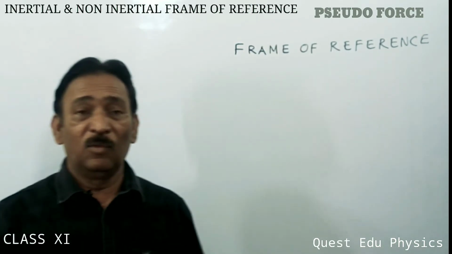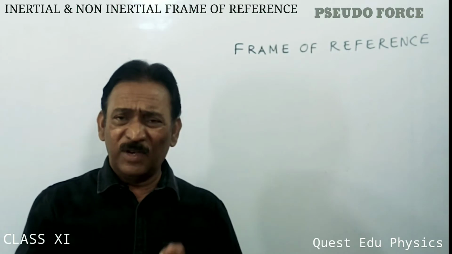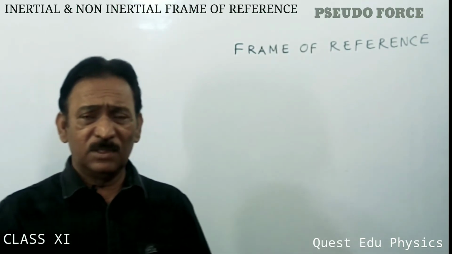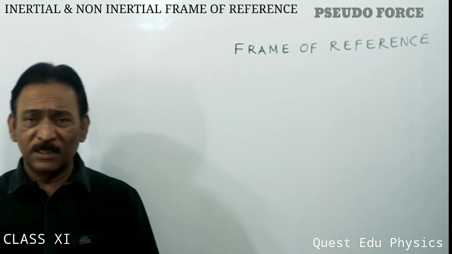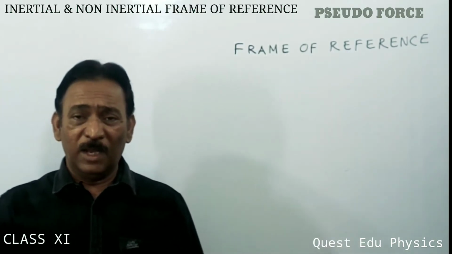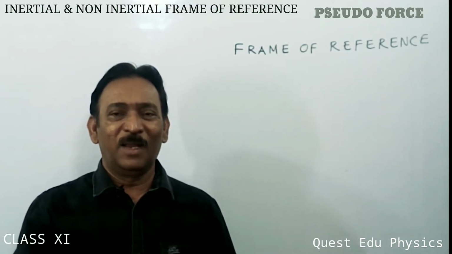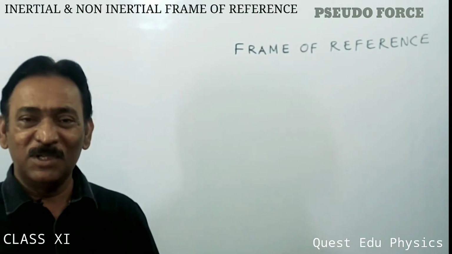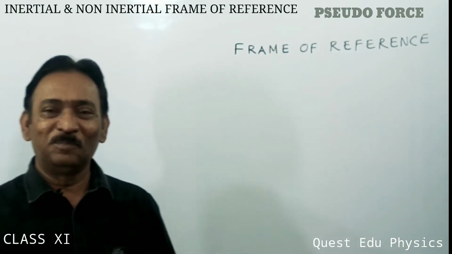First of all, we have to understand what a frame of reference is. It's a very simple thing, students. A frame of reference is an imaginary coordinate axis system in which the motion of a body can be observed.